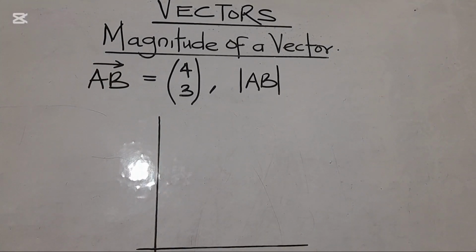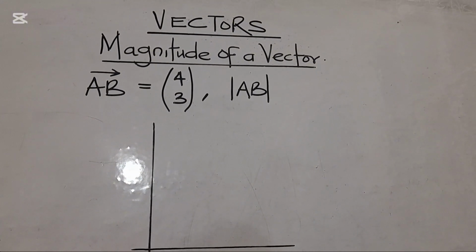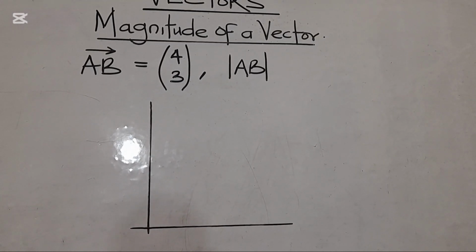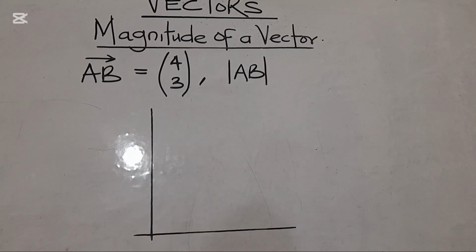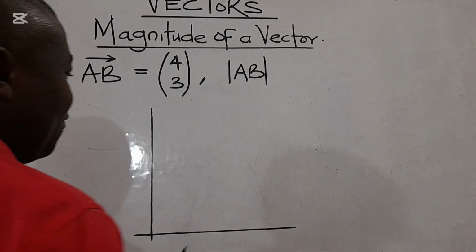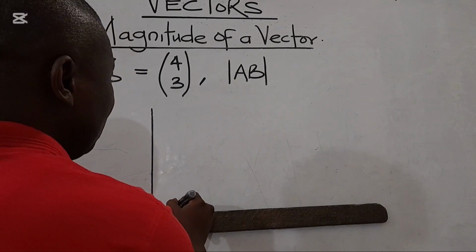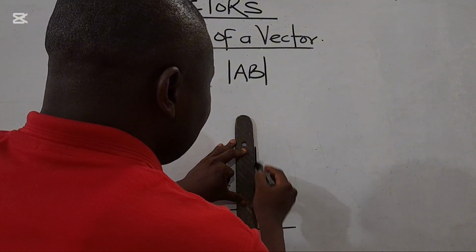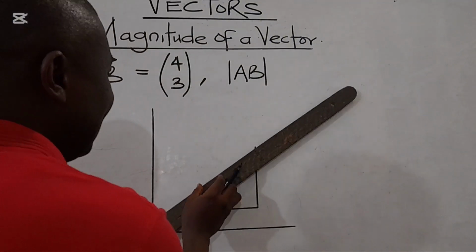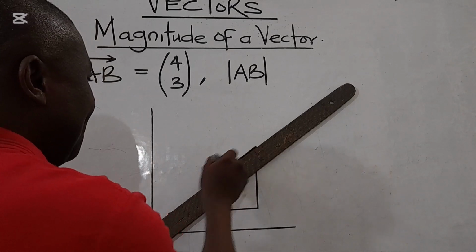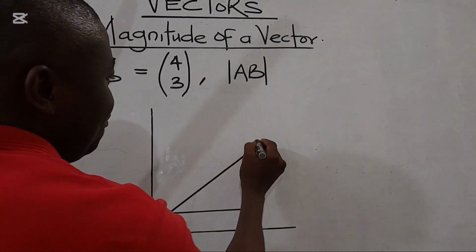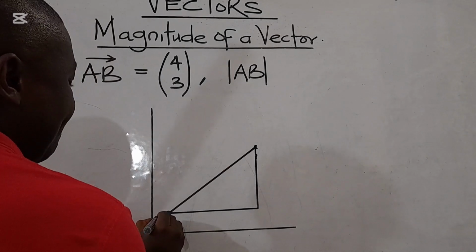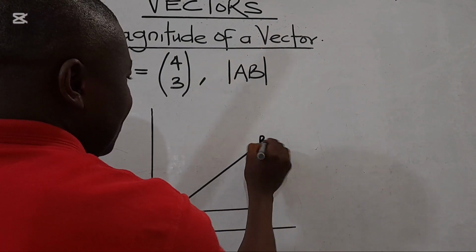This means our vector moved 4 to the right and 3 up. So this is where it is. From this point, say from A to B, this is the direction.